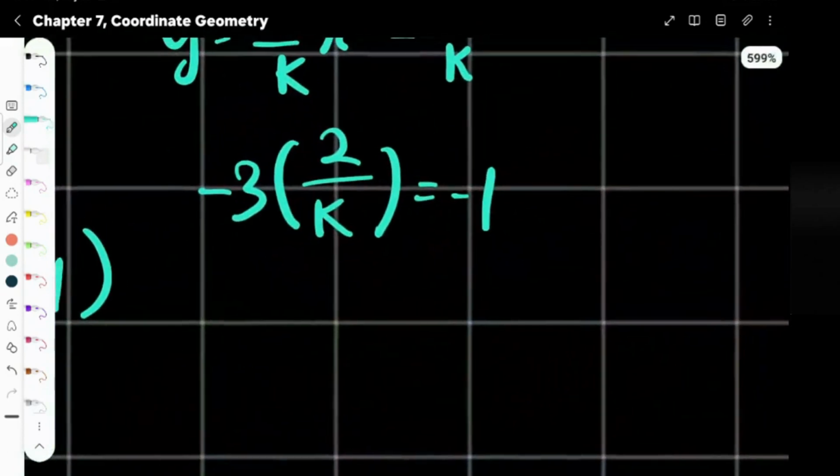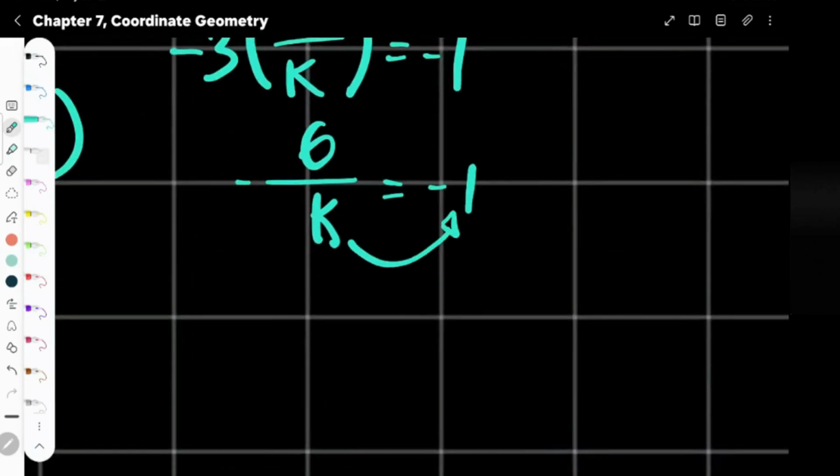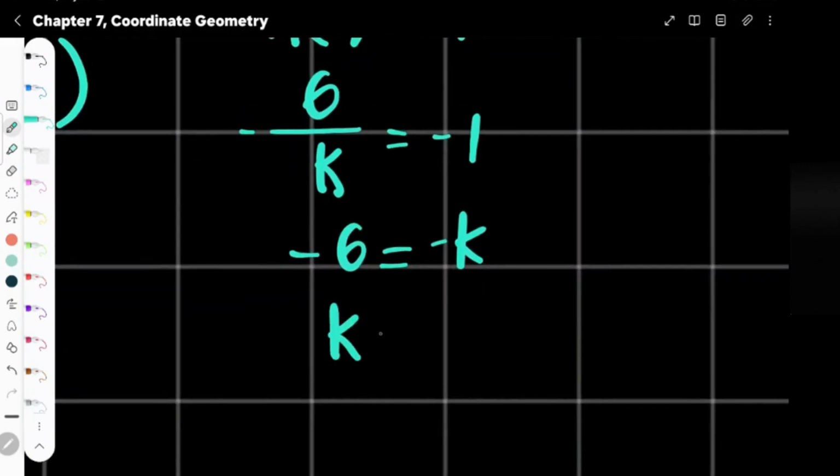Now, just solve like normal. So -3 times 2 becomes -6 over k. Of course, don't put the negative there. Equal to -1. Okay, k moves to the other side. Why? Because this is divide, and I want k alone. So k moves to the other side and becomes times. So 1 times k, k. But negative, so negative. And then you're left with -6. So k is actually 6. Just get rid of the negative.